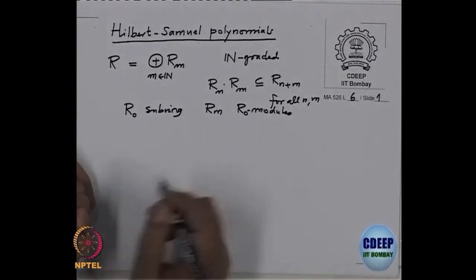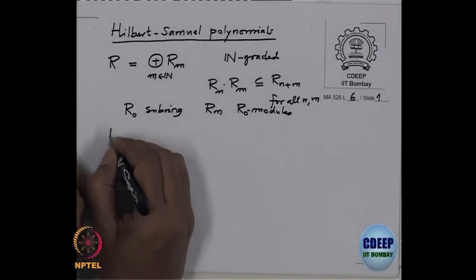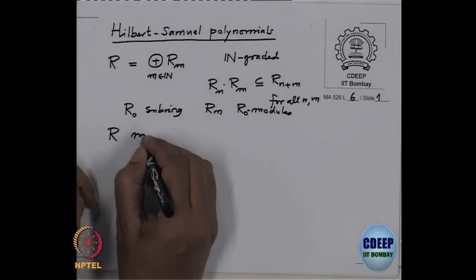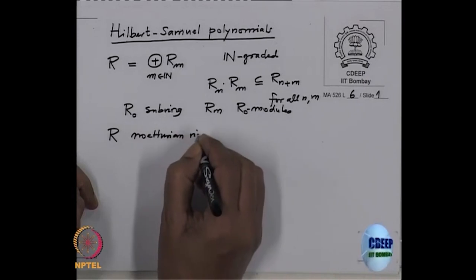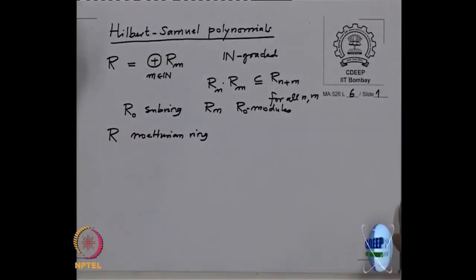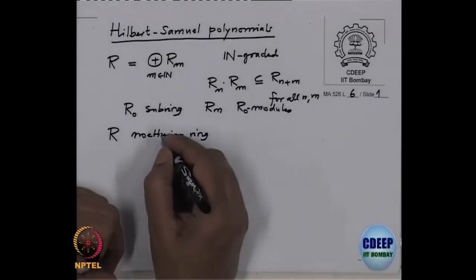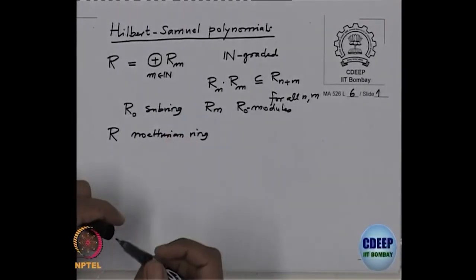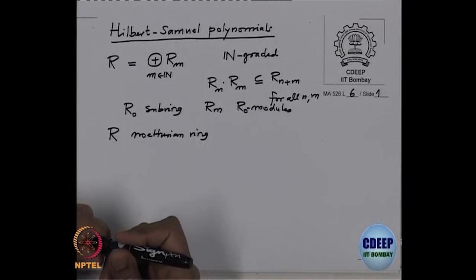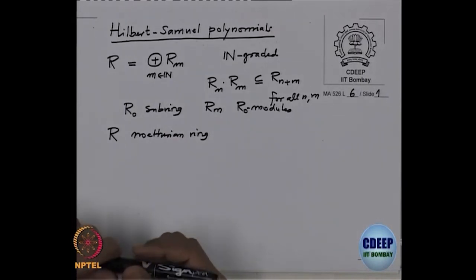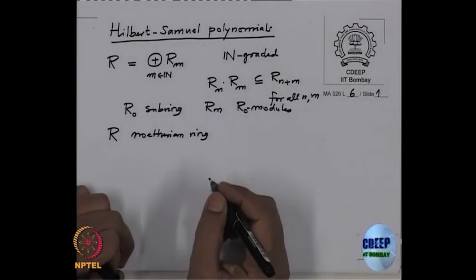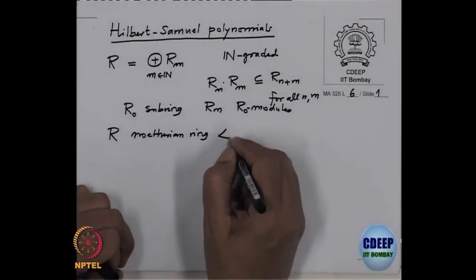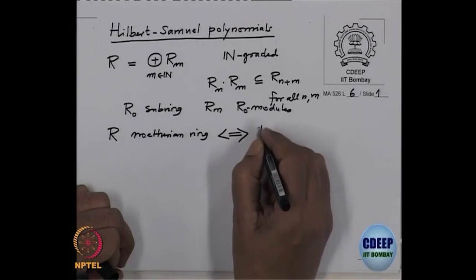And we are going to assume further that this R is a Noetherian ring. That means all ideals in this ring are finitely generated, or equivalently, an arbitrary family of ideals has a maximal element.